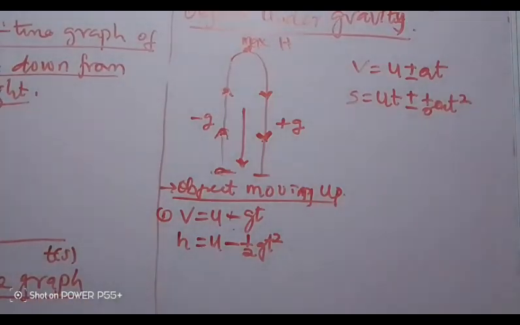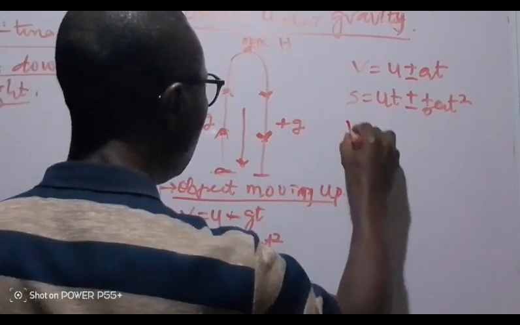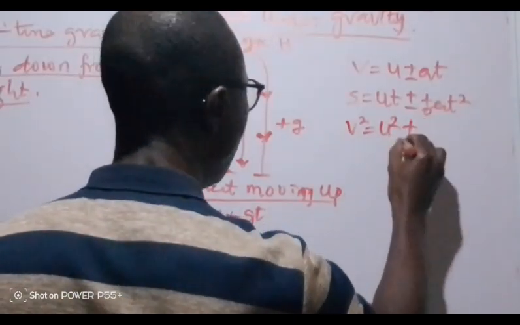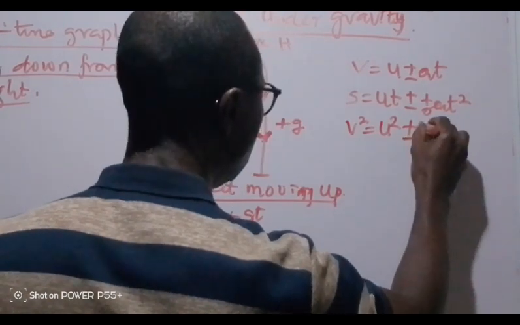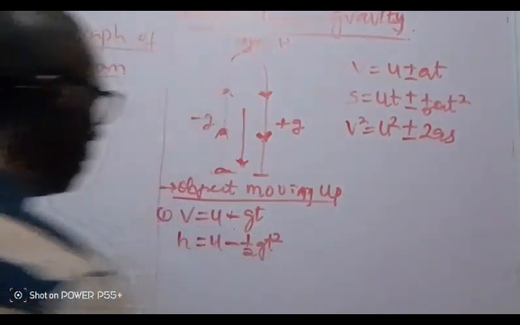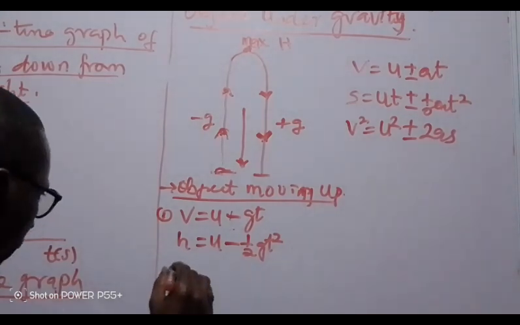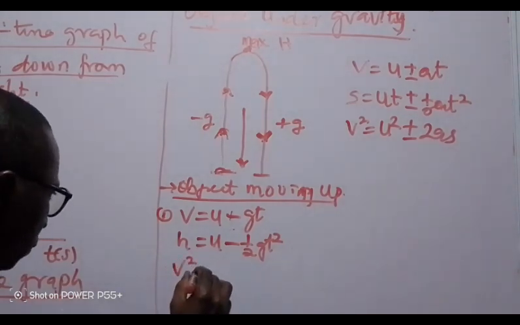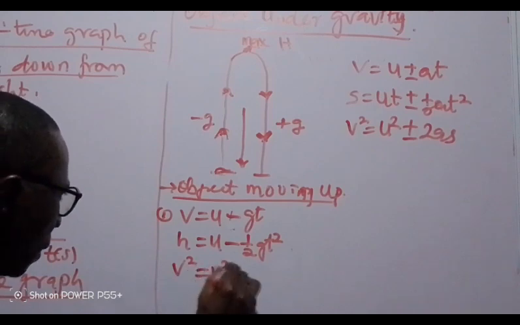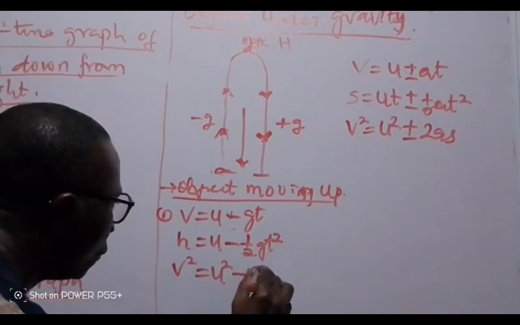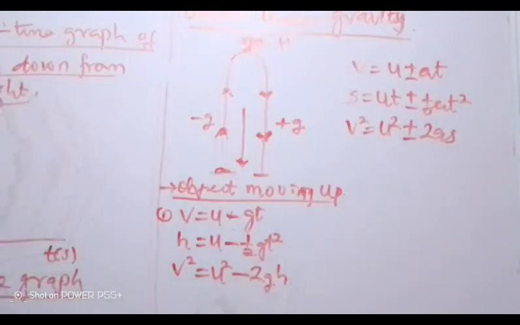Then the third equation, which is v squared is equal to u squared plus or minus 2as. a we change to g, s we change to height. So we are going to have v squared is equal to u squared on this side minus 2gh. That is on this side.